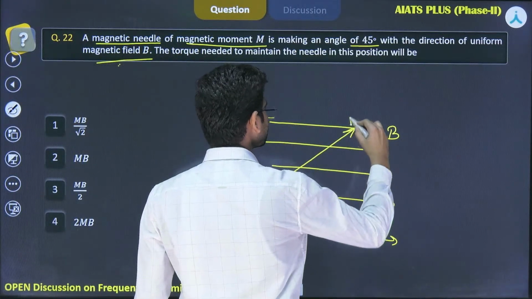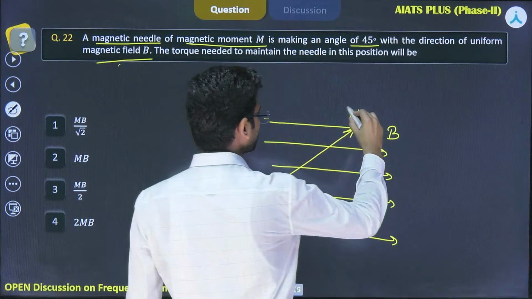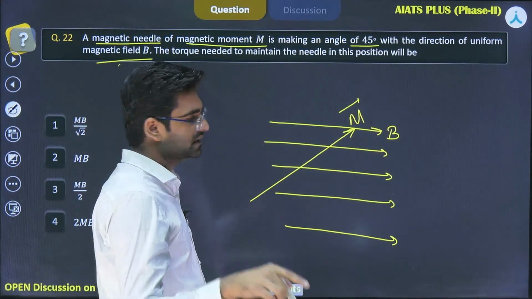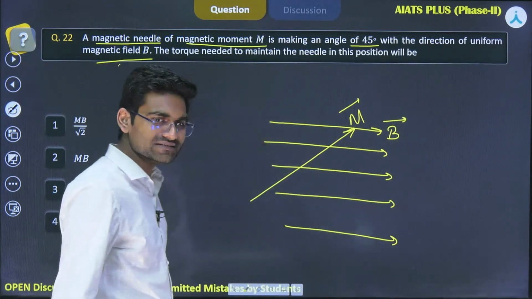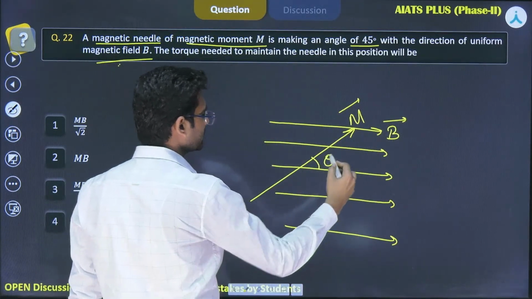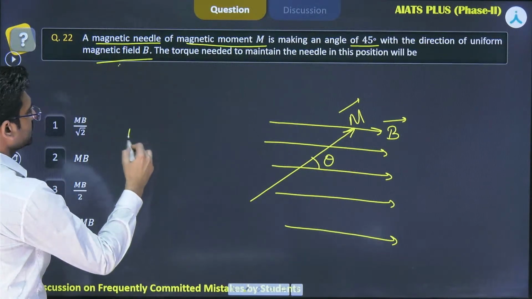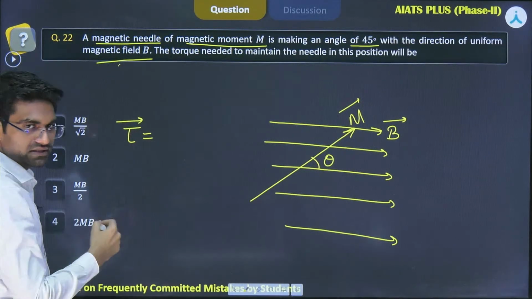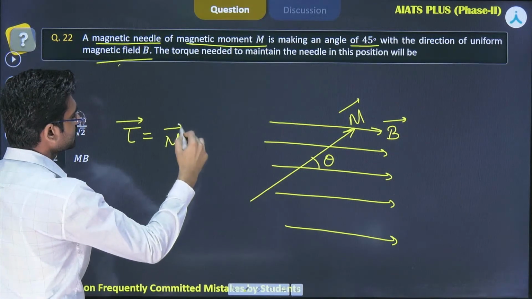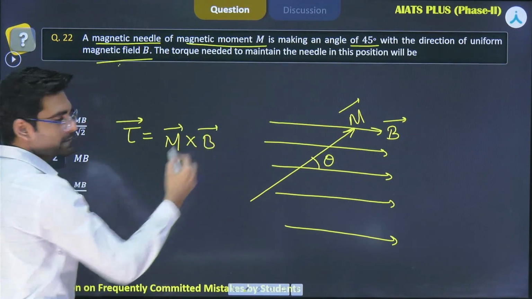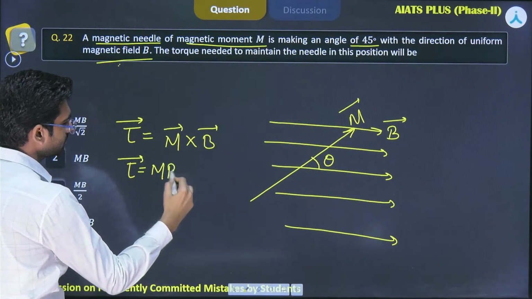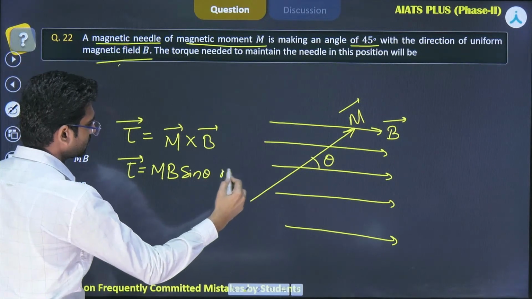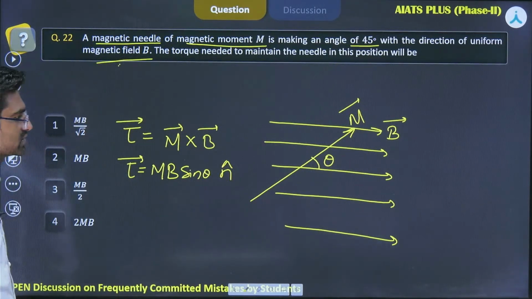Let's say this is the magnetic needle and this is the magnetic moment. Magnetic moment is a vector quantity, right? So the direction of the magnetic moment is like this and the direction of magnetic field is like this. If the angle between them is theta, then I can write tau, which is also a vector quantity, as M cross B, right? Or in terms of angle theta, we can write MB sine theta, and I have to apply this unit vector here, so MB sine theta into n cap.